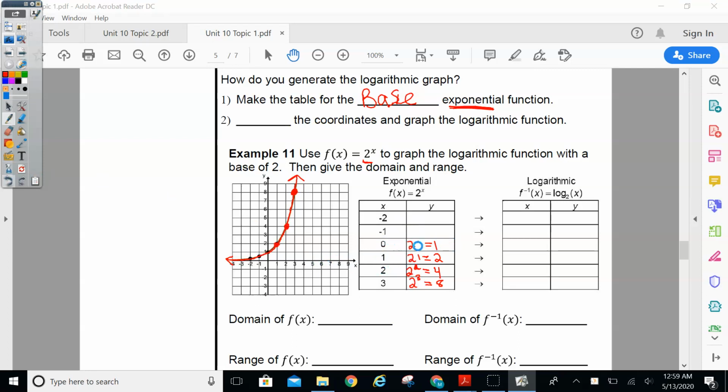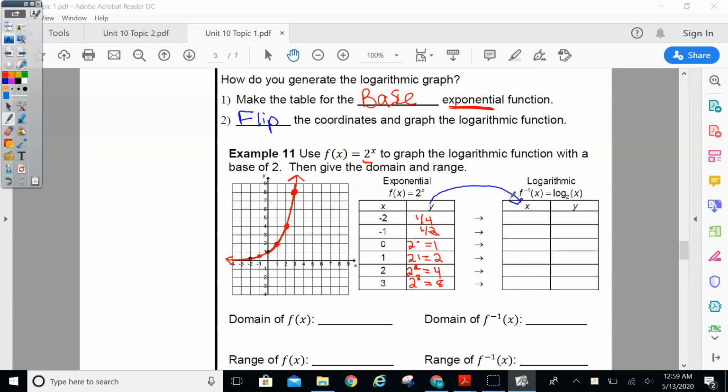So a negative 1 exponent is going to make this 1/2, and a negative 2 exponent is going to make it 1/4. So that's where these points are, 1/2 and 1/4. So once you have the base exponential, you're just going to flip the points to get the logarithmic one.